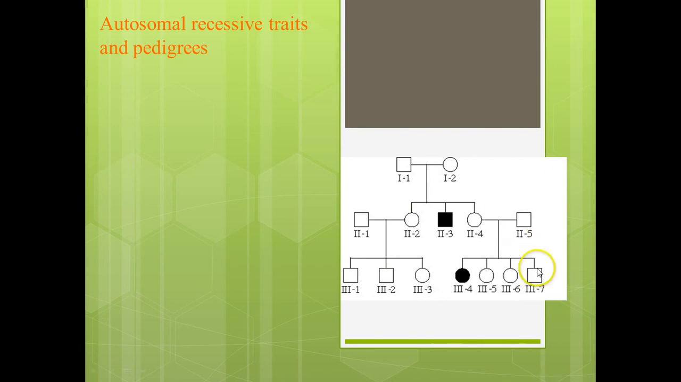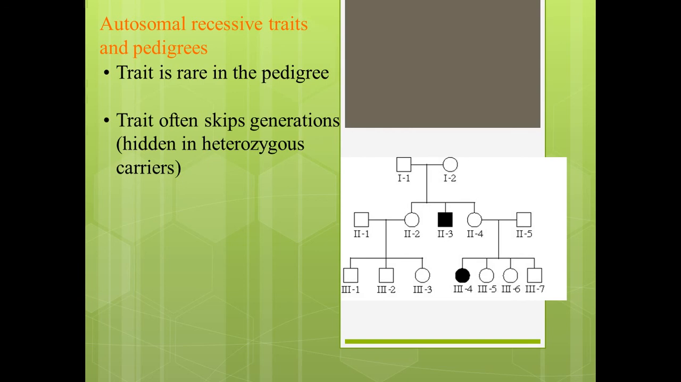This is an example of an autosomal recessive pedigree. It looks fairly normal. The trait is found only rarely. It often skips generations because it can be hidden in heterozygous carriers like we saw earlier. This is the pedigree we saw earlier, where we labeled their genotypes. So the trait can be found in or carried through heterozygous individuals, but it would not be shown. It affects males and females equally.